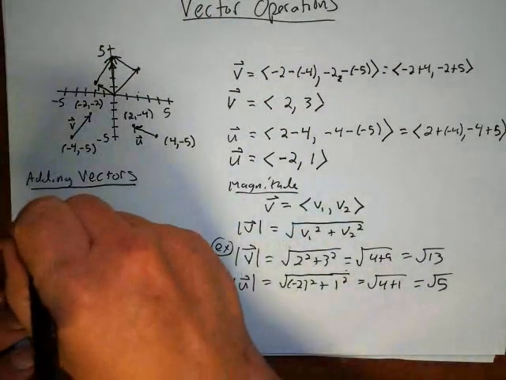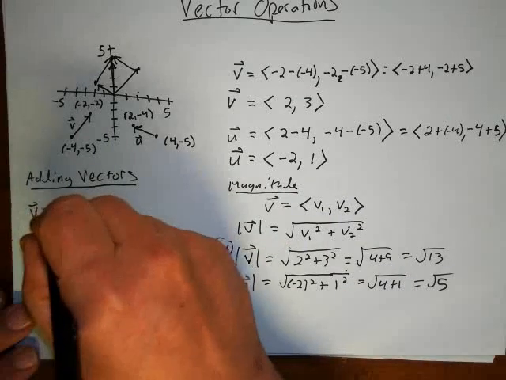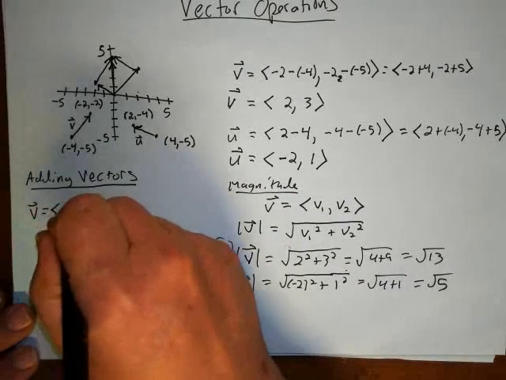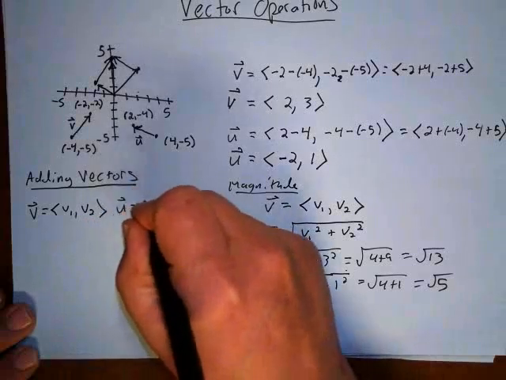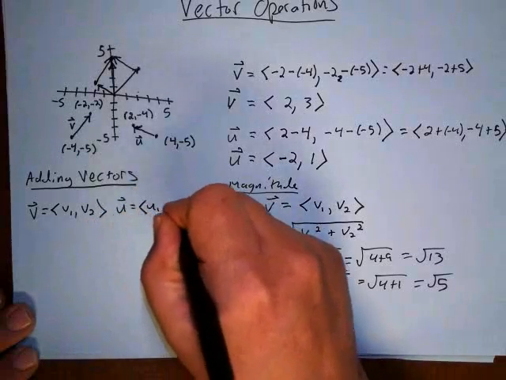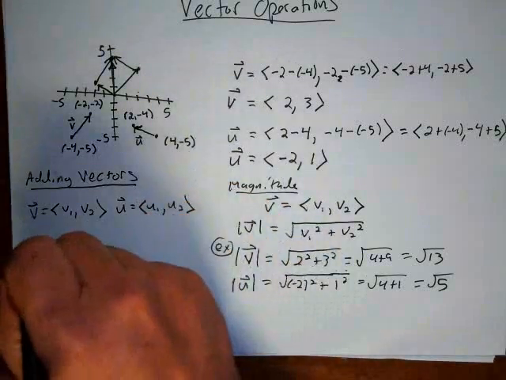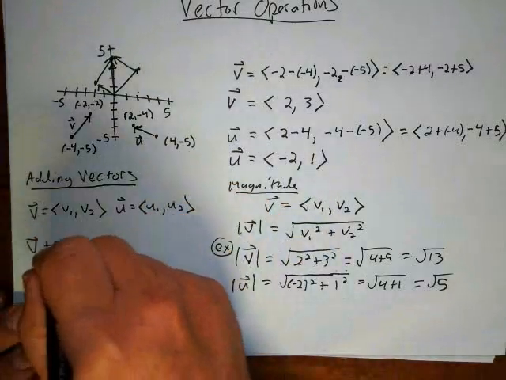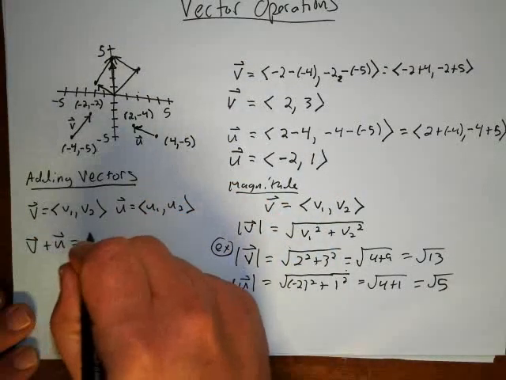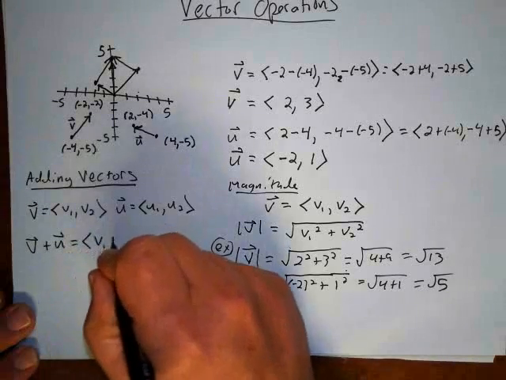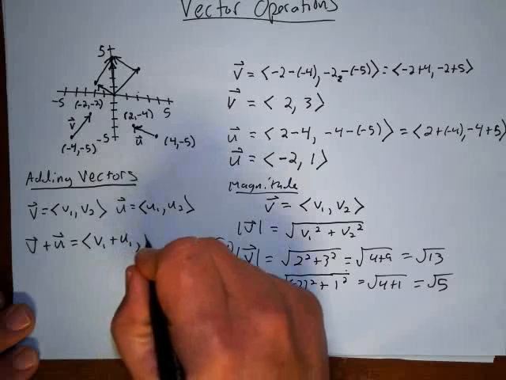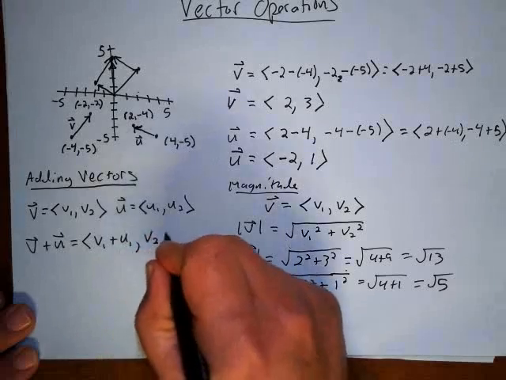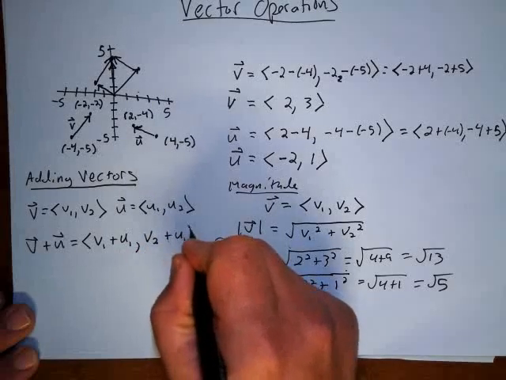But basically what you get is this really nice rule: if these are the components of the two vectors, then v plus u is just going to be the sum of the x components and the sum of the y components.